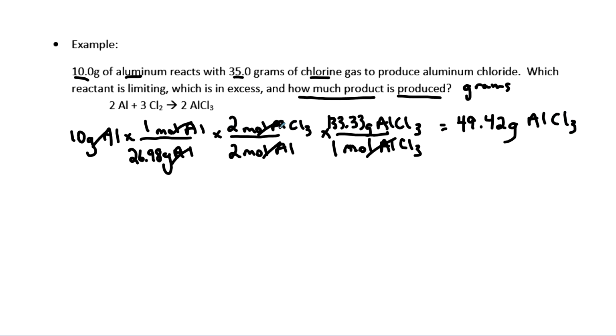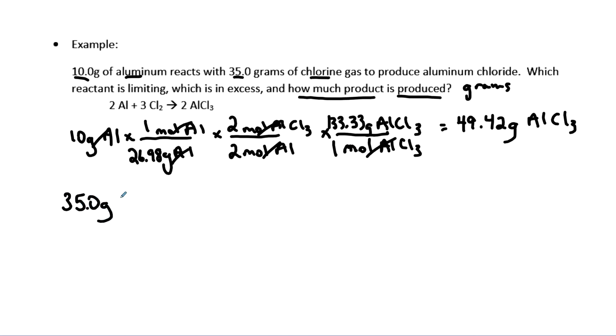Now what I just did here is something you already know how to do. It's just a mass to mass question. You've done that before. The only difference is usually your question would end here. This would be your answer. But in this case, because we don't know which one's limiting, we're going to test both. So we've tested aluminum and we said if all 10 grams of aluminum react, this is how much product we'd get. Now let's compare that to chlorine.